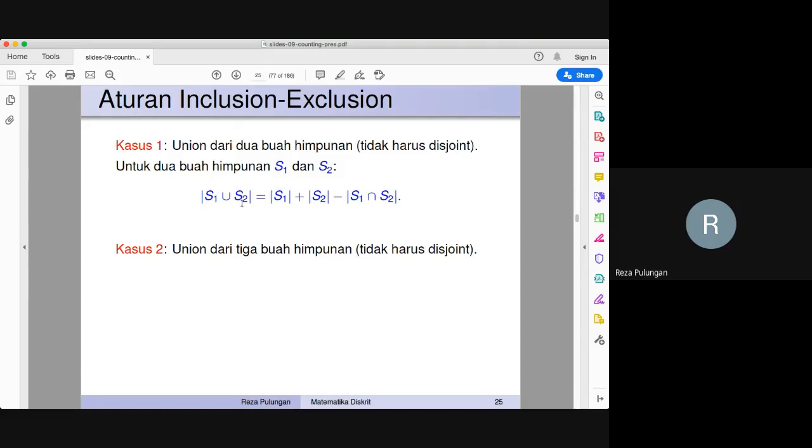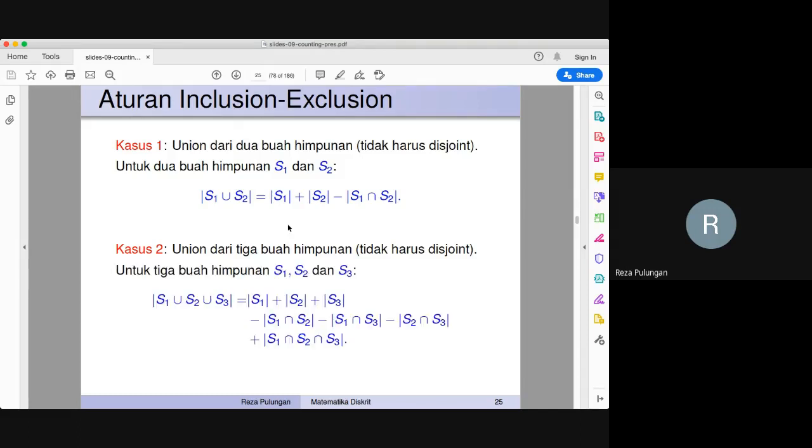So now we can generalize this to three sets. If you have three not necessarily disjoint sets, any sets whatsoever, then the cardinality of S1 union S2 union S3 is equal to the cardinality of S1 plus the cardinality of S2 plus the cardinality of S3 minus the cardinality of S1 intersection S2 minus the cardinality of S1 intersection S3 minus the cardinality of S2 intersection S3 plus the cardinality of S1 intersection S2 intersection S3, and so on.